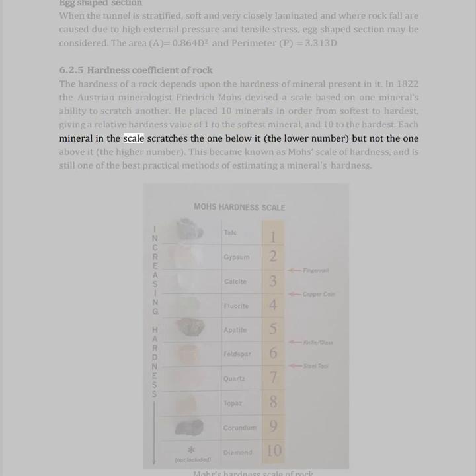Each mineral in the scale scratches the one below it, the lower number, but not the one above it, a higher number. This became known as Mohs scale of hardness, and is still one of the best practical methods of estimating a mineral's hardness. Mohs hardness scale of rock.